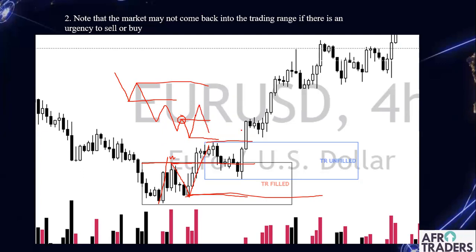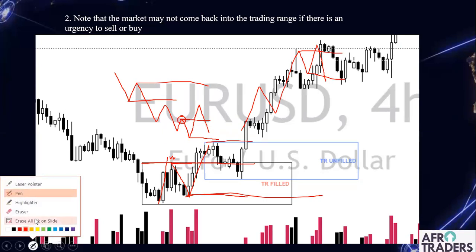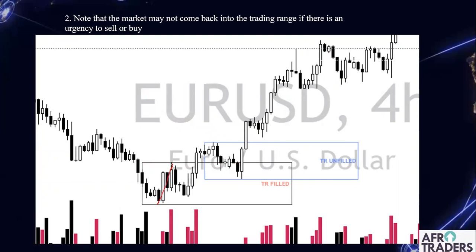In an uptrend, it's the same thing. You have a break of market structure, and this becomes the trading range. Okay, so that is why that level was marked. So now we have a break of structure trading range. So this is a trading range.